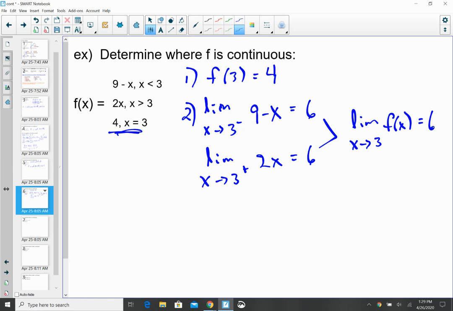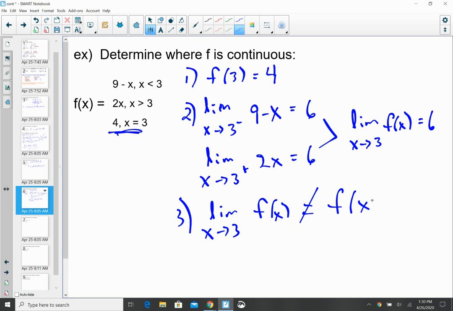But what about the third? Does the value equal the limit? No, it doesn't. So it fails right at the third criteria, that the limit as x approaches 3 of the function does not equal f of 3. Oops, I meant to put a 3 here, guys. Sorry about that. Let's make that a 3 so you can read that.